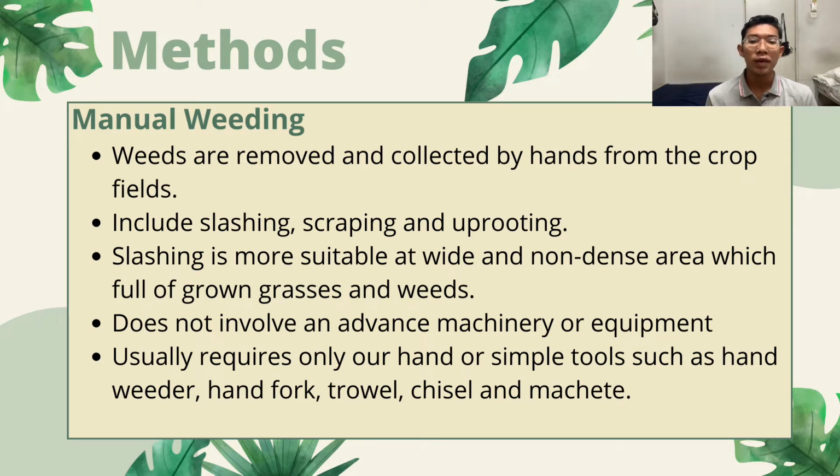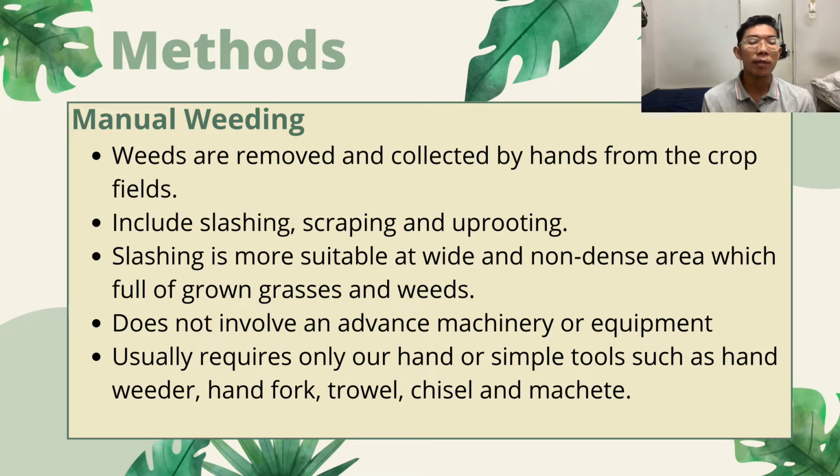First is manual weeding. In manual weeding, weeds are removed and collected by hands from the crop fields. Also include slashing, scraping and uprooting. Usually, manual weeding only requires our hand or simple tools such as hand weeder, hand fork, trowel, chisel and machete.